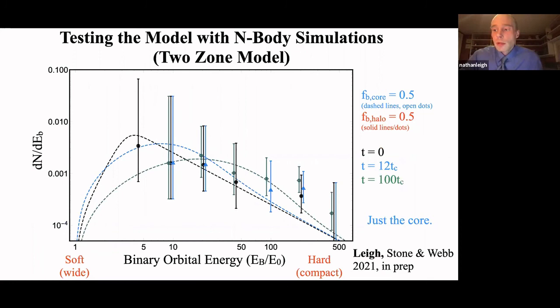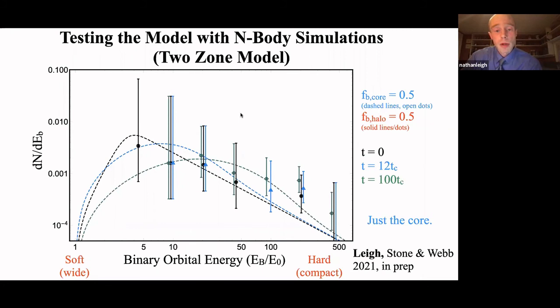So these are the results for just the core. We find that the analytic model and the simulations agree very well, typically to within one standard deviation or less. The error bars are huge, and this is because there are typically of order 20 to 50 binaries in the core and more like 150 to 200 in the halo at any given time.